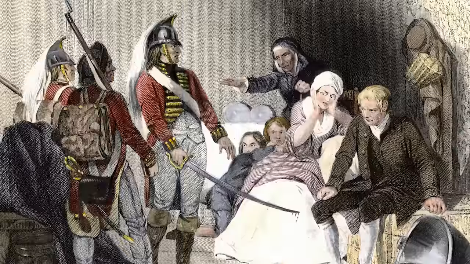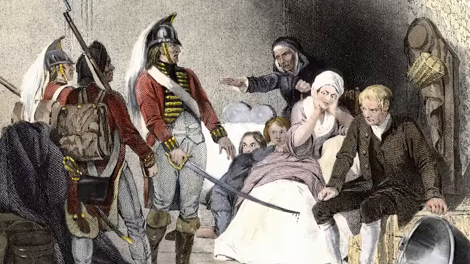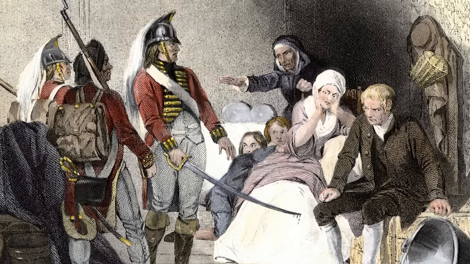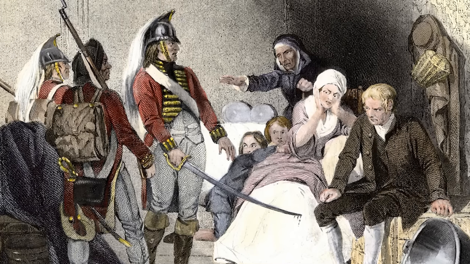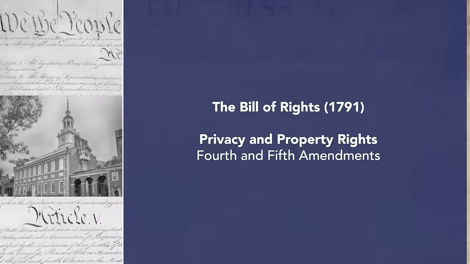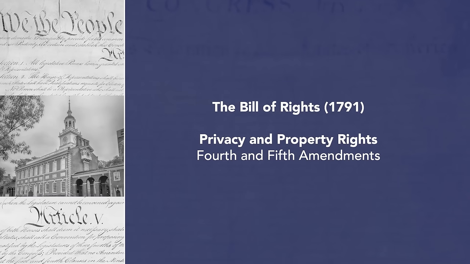This grew out of the British experience of the Quartering Acts of 1774. The founding generation saw these British abuses as tyrannical and saw this act as invading the sanctity of private property and of the home. Now we come to the privacy and property amendments protected by the Fourth and Fifth Amendments.